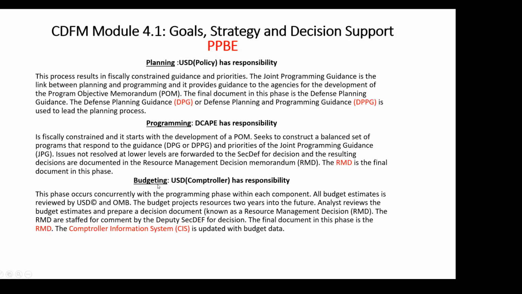And the budgeting phase of PPBE, the USD Comptroller has responsibility. This phase occurs concurrently. So at the same time that the programming phase is going on, you have one office in Congress that deals with programming, you have another office that deals with budgeting. So they're not going through the same channel. So the budgeting phase occurs at the same time as the programming phase. All budget estimates are reviewed by the USD Comptroller and the Office of Management and Budget, OMB. That's the resource manager for the executive branch. The budget projects resources 2 years into the future.